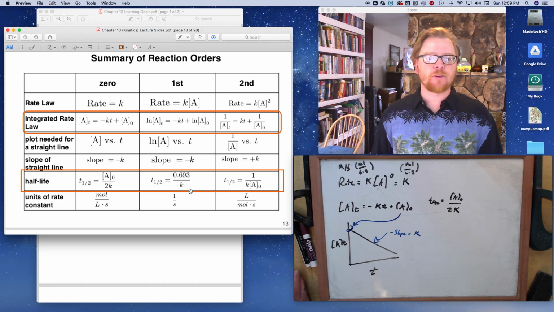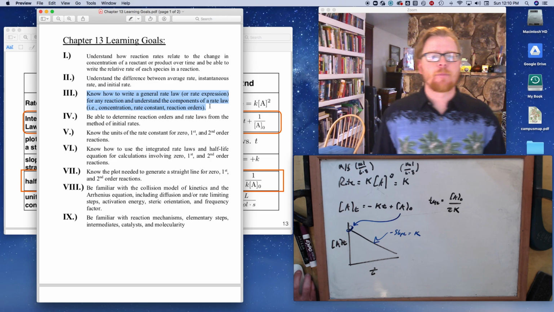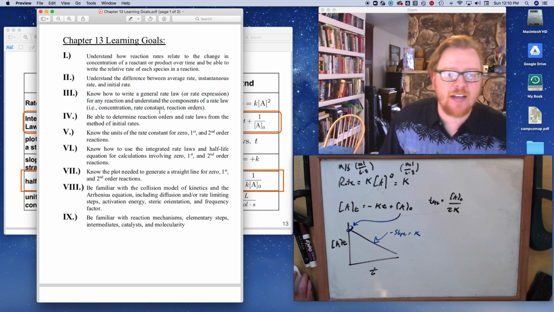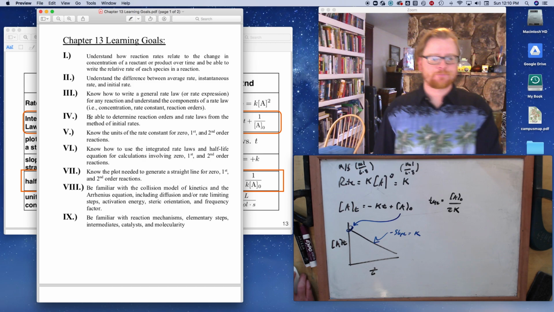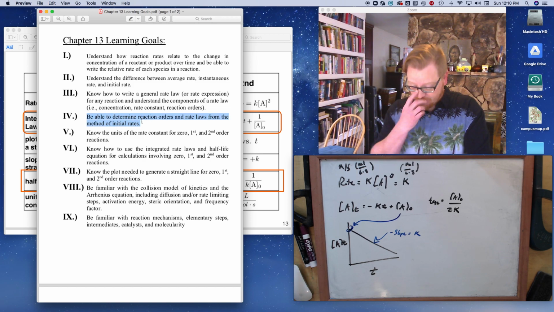Okay, so that's it for this lecture. Let's see what we did here on the learning goals. Know how to write a general rate law and understand the components of that rate law. So that's concentration, rate constant, and reaction order. So be able to determine reaction orders and rate laws for method of initial rates.